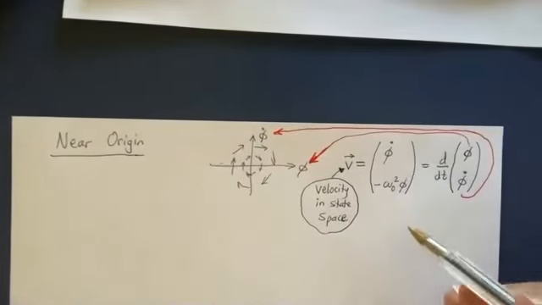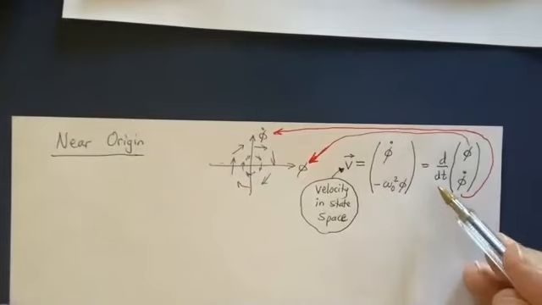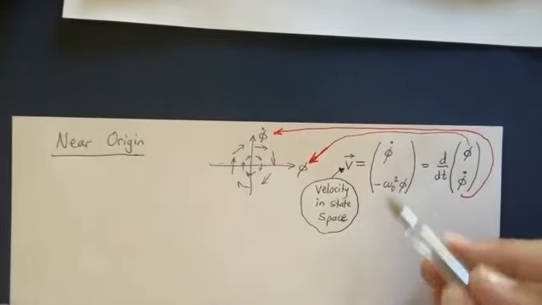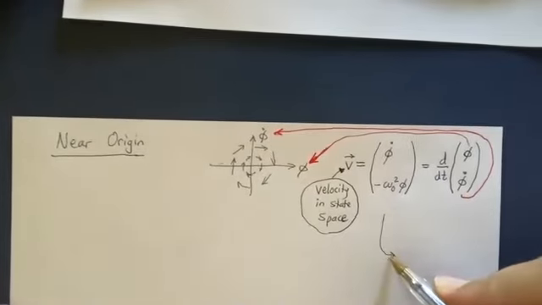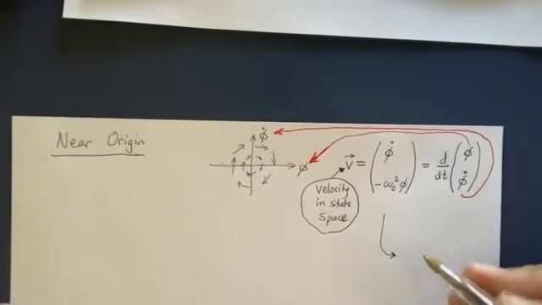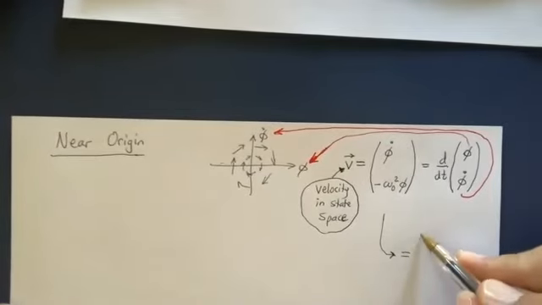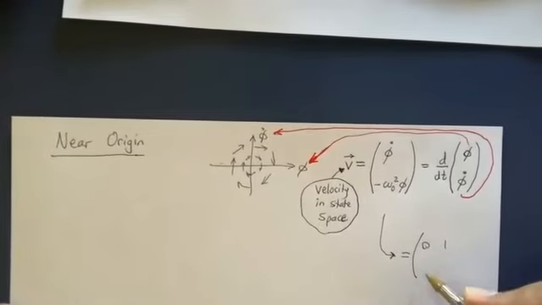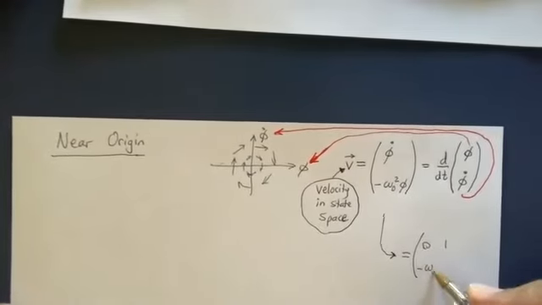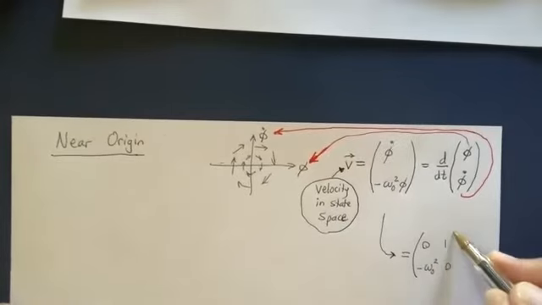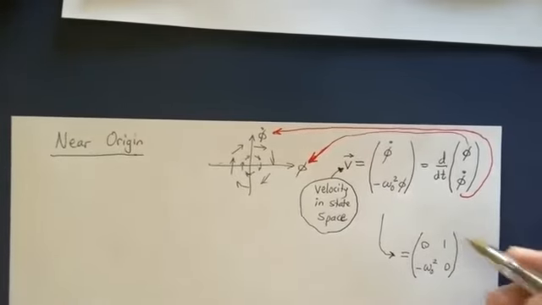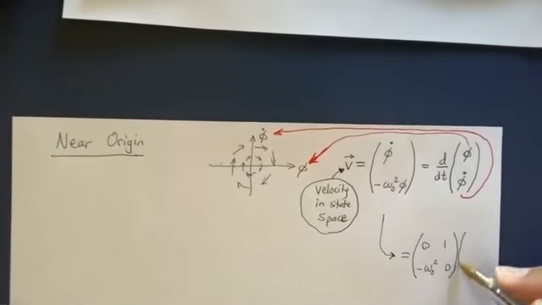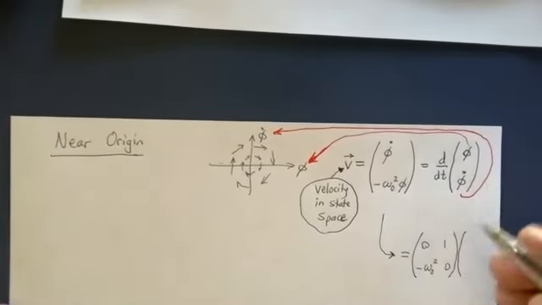Okay, so that's our vector field, and we can write this as a matrix, okay? So this vector field is equal to a matrix, and that matrix is 0, 1, minus omega naught squared, 0. It's a matrix times our same vector. This is the same vector, the phi, phi dot vector.